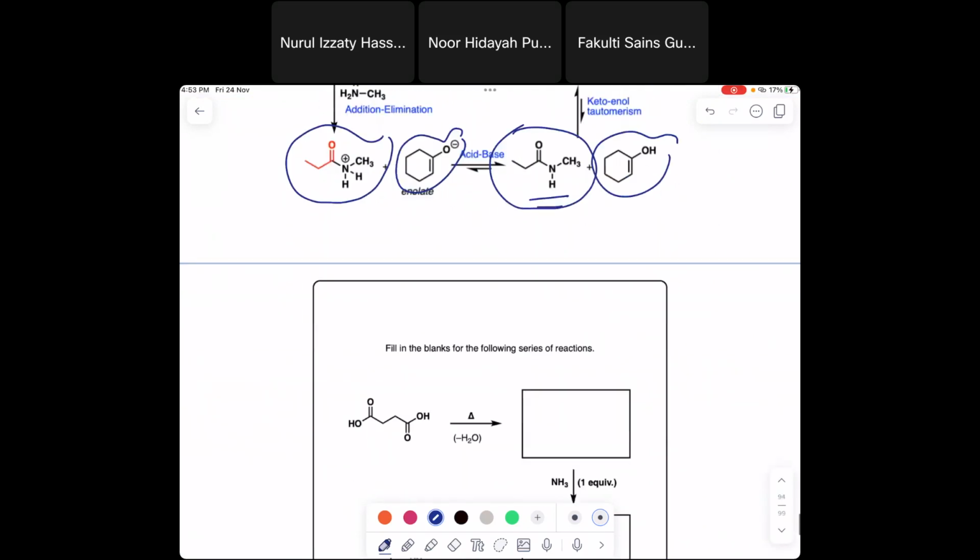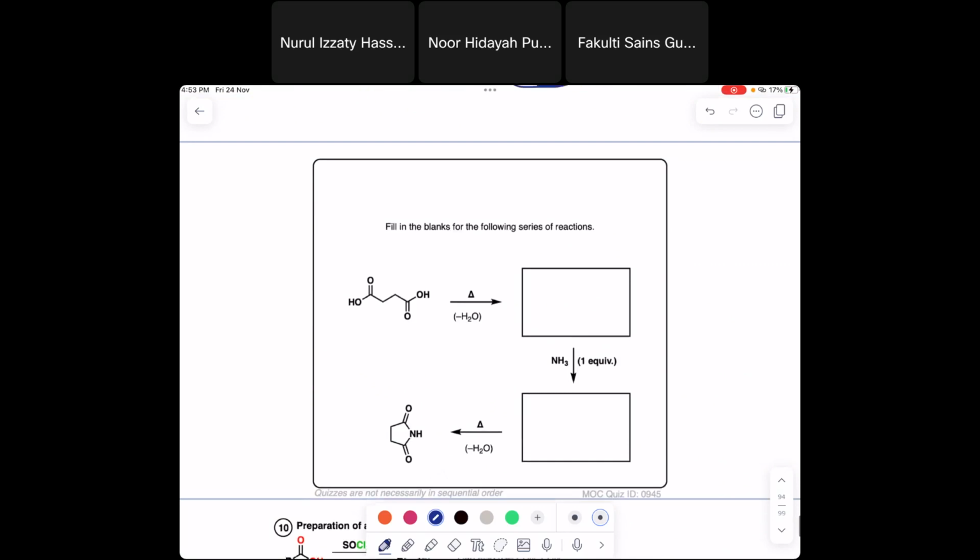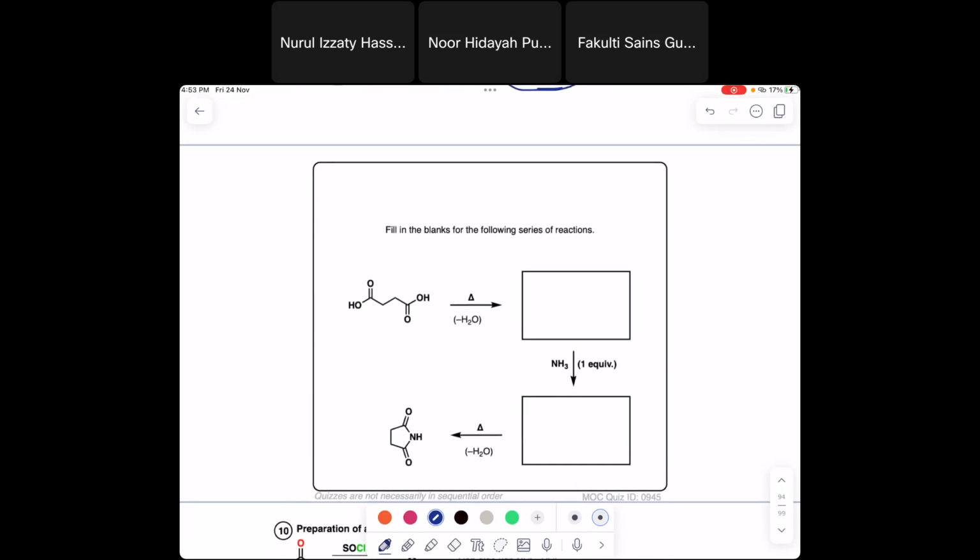Okay. So kita cuba buat soalan ni lah. Pelajar cuba buat, saya bagi masa 5 minit untuk buat. Okay. So dekat ni you boleh nampak dicarboxylic acid. You heat, you dapat apa? You react dengan amine. Satu amine pula ammonia, what will you get? And the end of the day you are getting this compound.